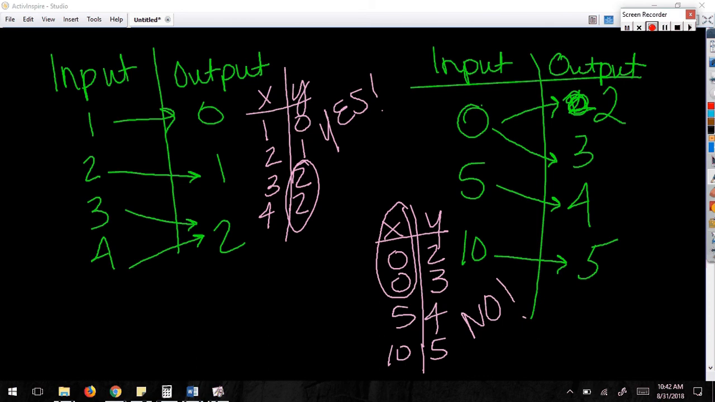Back over to this one just a minute. Look at the first one on the left. What is the domain of the function there? 1, 2, 3, 4. Yes. What's the range? 0, 1, 2. X is domain, Y is range.